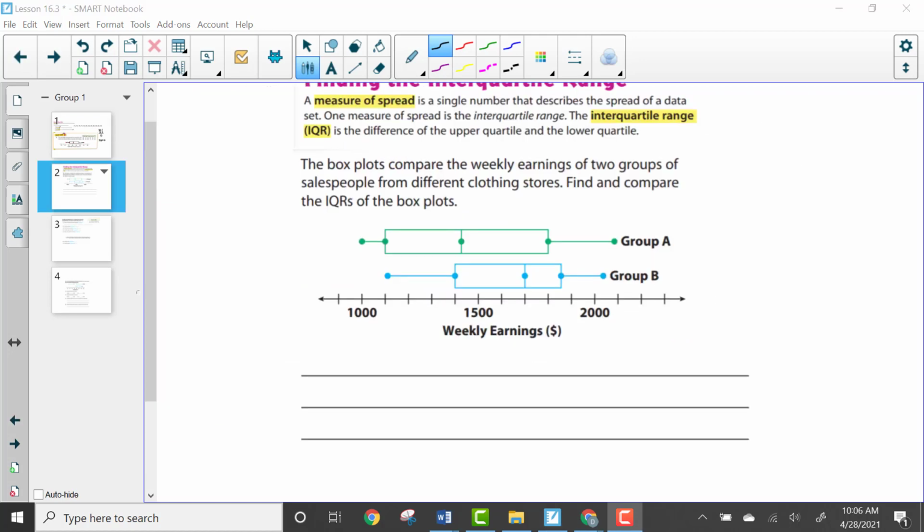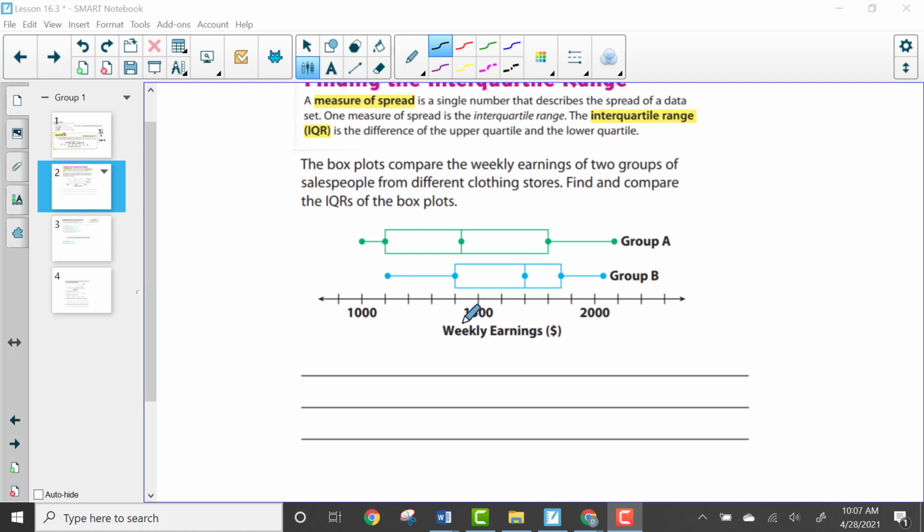So I'd like you to turn your Go Math books to page 465, and let's take a look at the problem that we're going through here. It says the box plots compare the weekly earnings of two groups of salespeople from different clothing stores. Find and compare the IQRs of the box plots. A couple things you need to understand whenever you're reading a box plot. First of all, you need to be able to look at the number line and see the different intervals within the number line, because if we think that it's just an interval of 1 or whatever it may be, we're going to be really off.